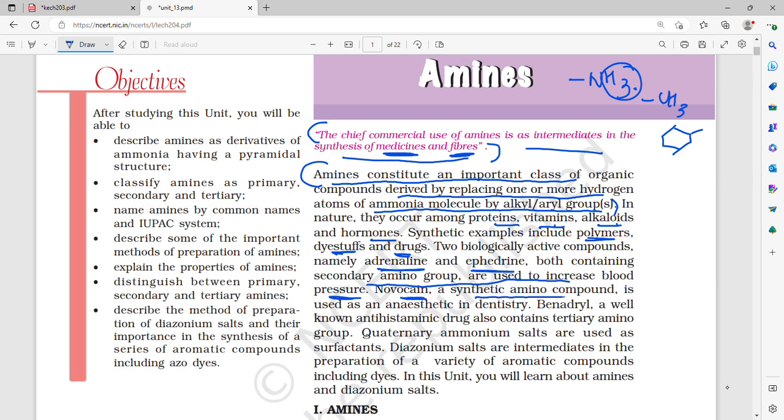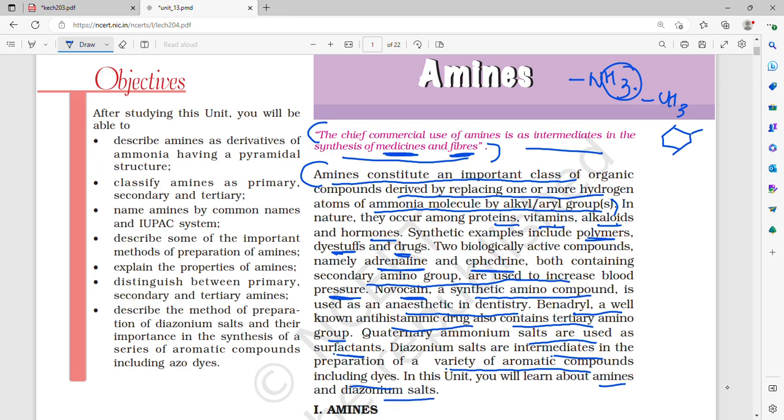Novocaine is a synthetic amino compound. It is used as an anesthetic in dentistry. Benadryl is a well-known antihistaminic drug which also contains a tertiary amino group. Quaternary amino salts are used in surfactants. Diazonium salts are intermediates in the preparation of a variety of aromatic compounds including dyes.